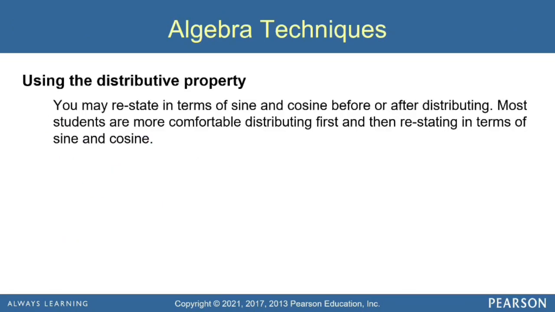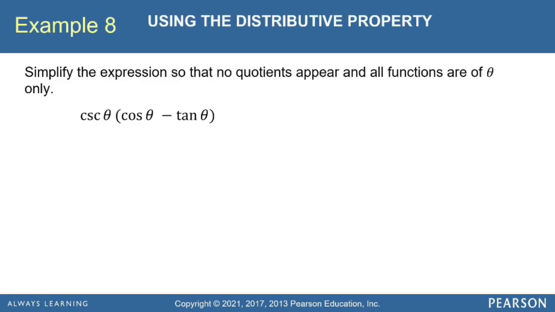And now let's talk about the distributive property. You are very familiar with the distributive property from algebra, and it works the same way here. Sometimes you'll want to distribute something like tangent or secant, and so you can choose to restate your functions in terms of sine and cosine before you distribute or after you distribute. Most students prefer to distribute first and then restate in terms of sine and cosine at the end. That is your call. So here's example 8.